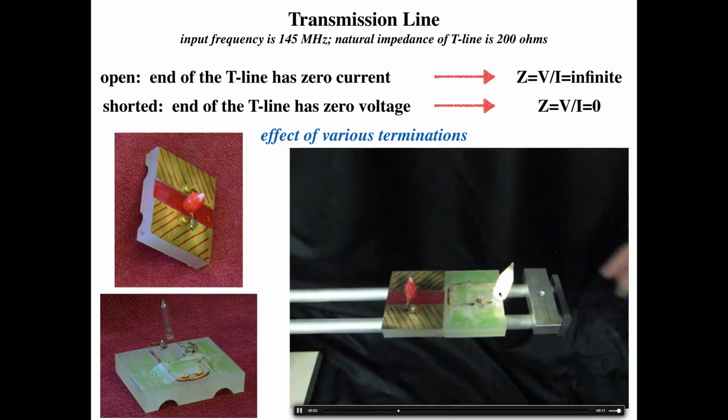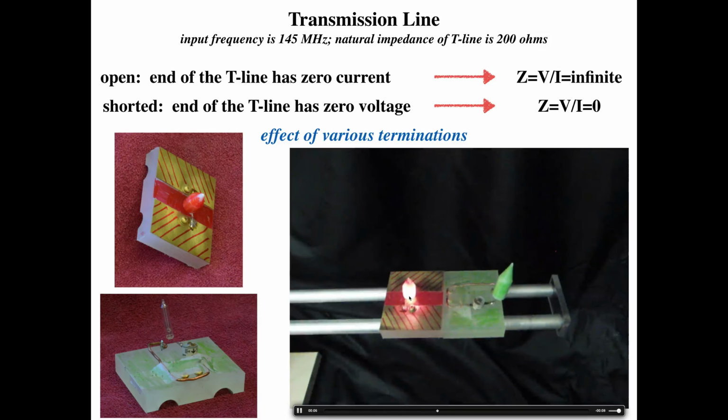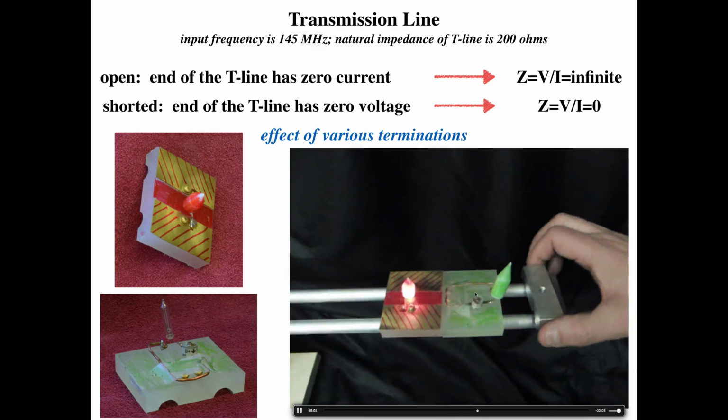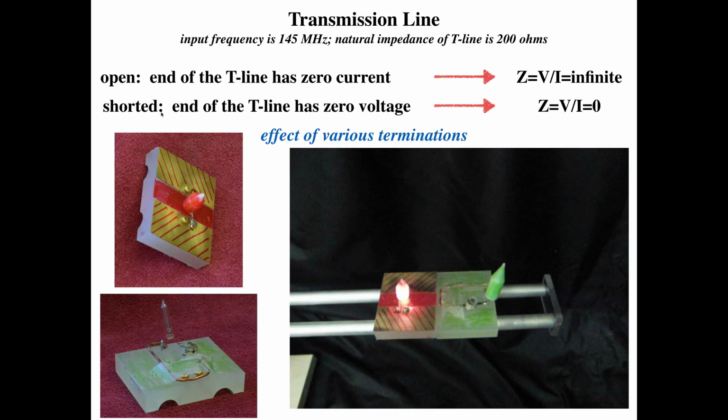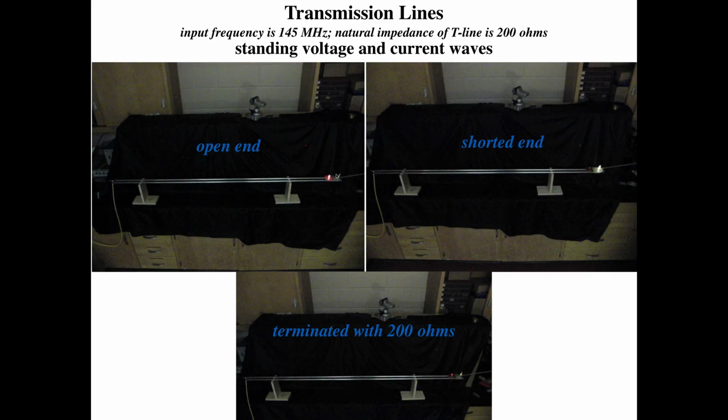Then what we'll do is short it, and we see just the opposite. Voltage is 0 and the current is high. Open, again, voltage is high, current is low, 0. Short, and just the opposite behavior. So what we see is for an open-ended transmission line, we have infinite impedance, and for a shorted transmission line, we have 0 impedance. So let's look at the impedance along the transmission line along its full length.